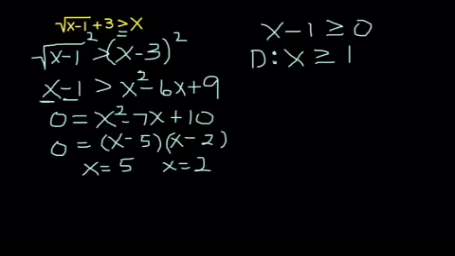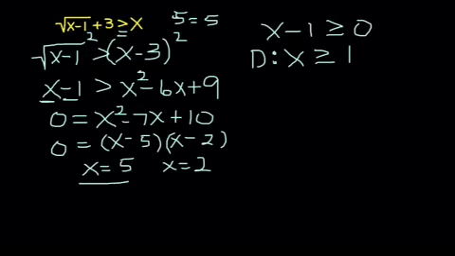mark out. So I'm going to go 5 minus 1 is 4. Take the square root of 4, which is 2. 2 plus 3 is 5 on the left side. And 5 is equal to 5. Therefore, this is a good solution.